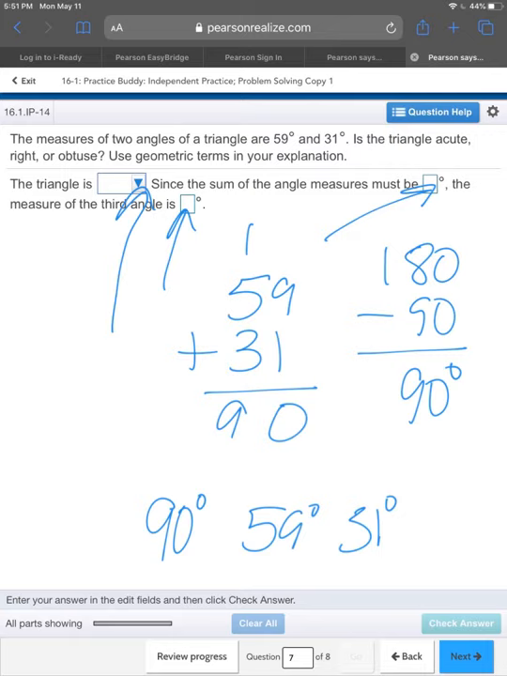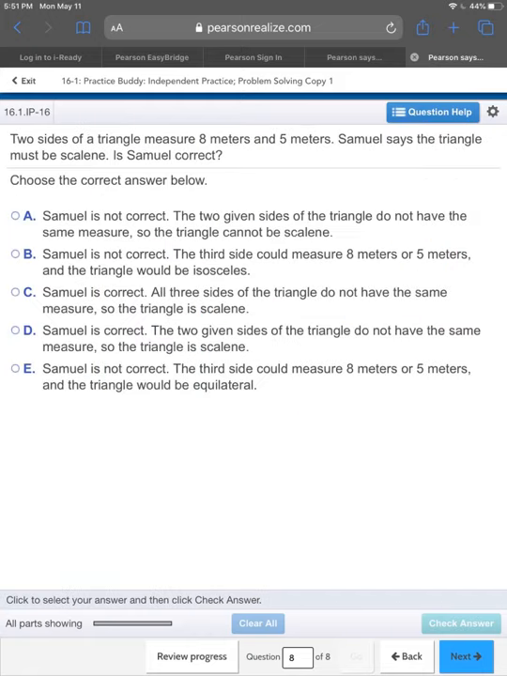Remember, when you're trying to find the missing angle, you have to add the two first and then subtract what you get from 180, because that's the total of the angles in every single triangle. And then the last question.